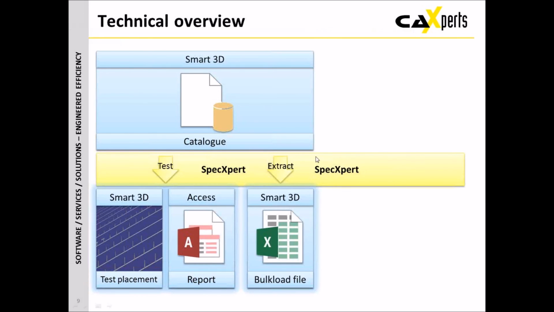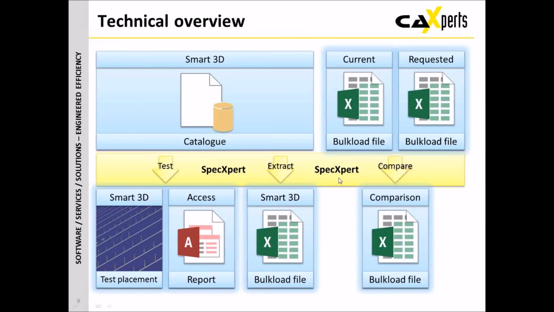Okay, then when we come on to the comparison side of it, basically we have a current bulk load sheet, and that current bulk load sheet could of course be the one that we've extracted directly from Smart 3D. But then as a project, you may have been supplied a requested bulk load sheet. This is what we want you to have in your Smart 3D spec now. Now the challenge there is, what do I have already, and what do I need to get to understand the differences and therefore write something that aligns this requested spec with the current system. And so that's what it does.